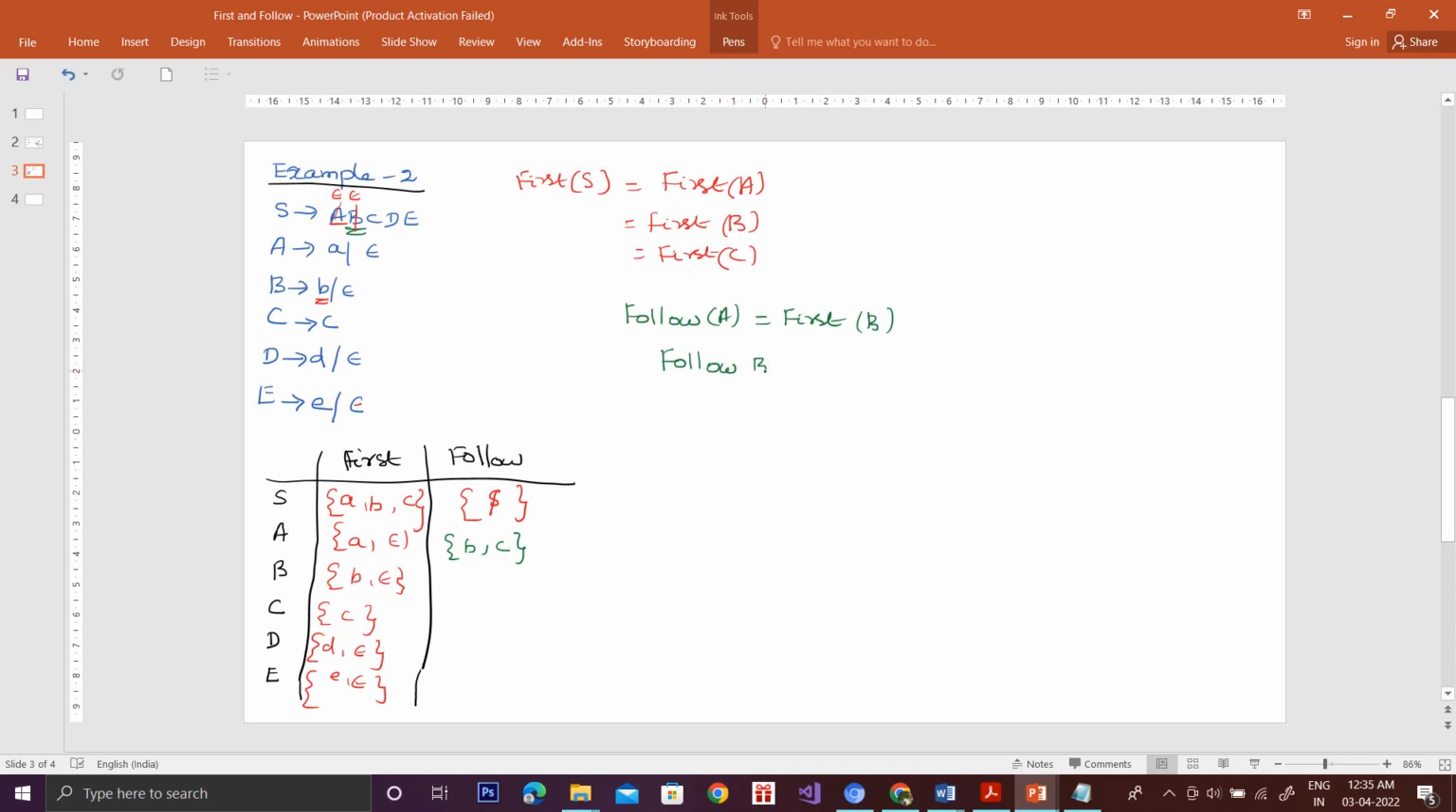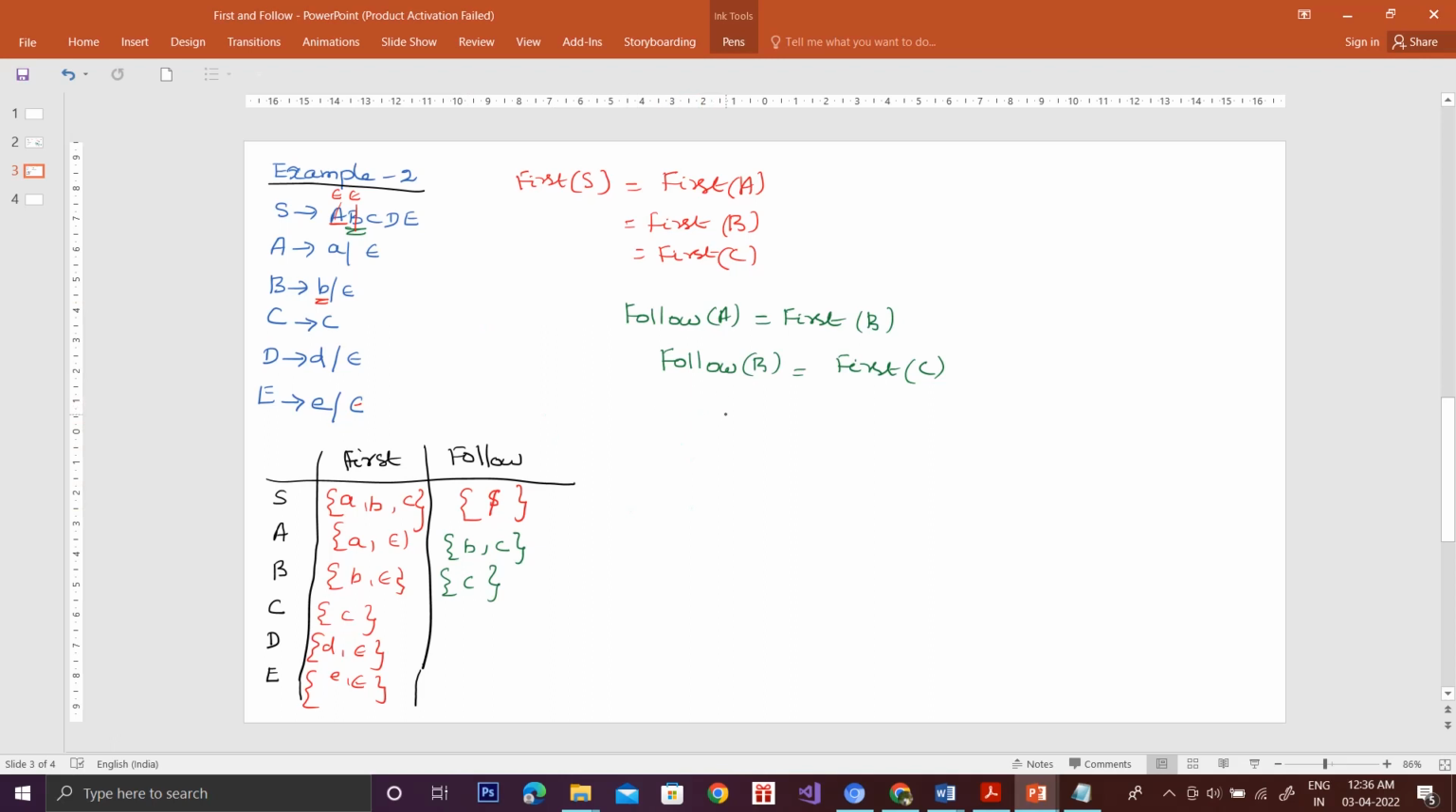Follow of B is equal to first of C, because C is a non-terminal. So you have to find out first of C, and first of C is small c. Okay, so you can stop here. And now you have to find out follow of D. Follow of D is E.